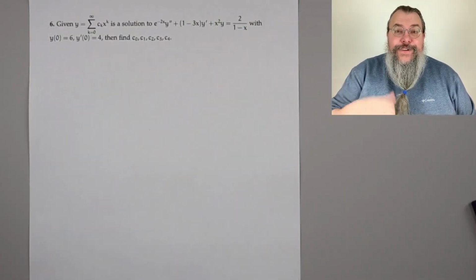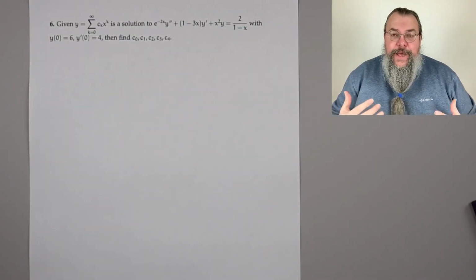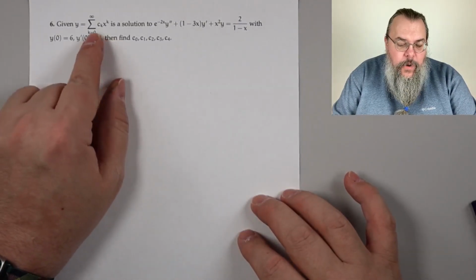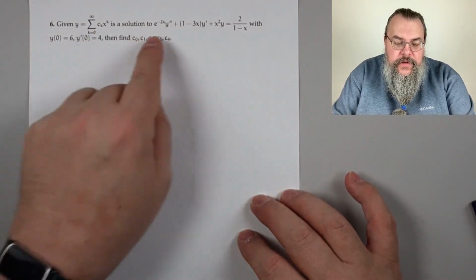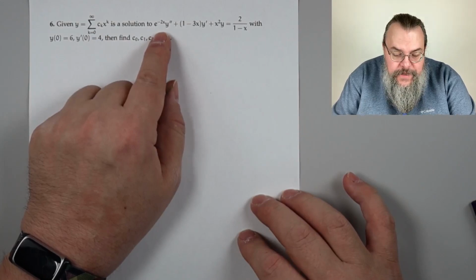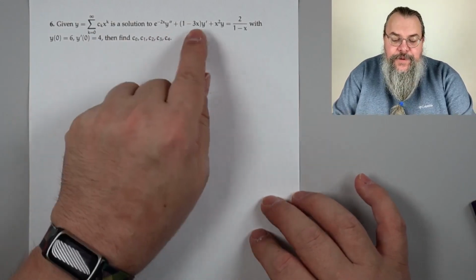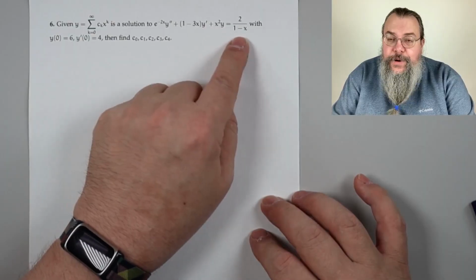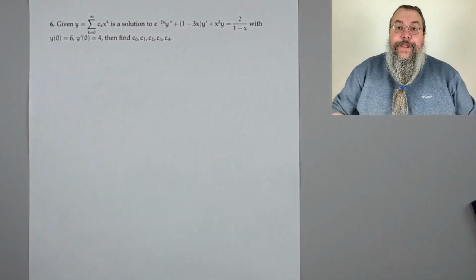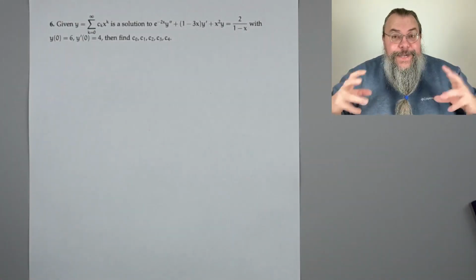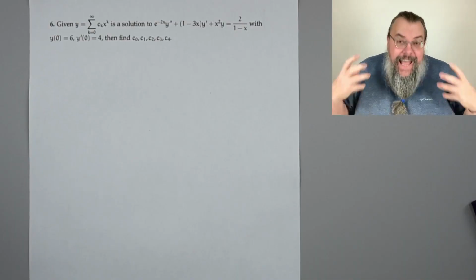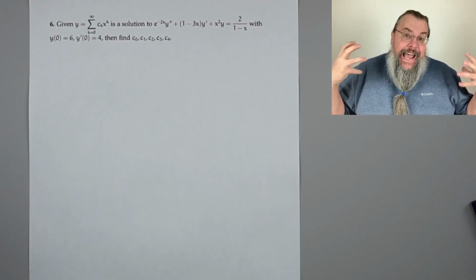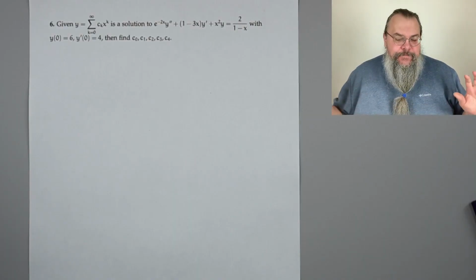That brings us to number 6. And it's another series question. So we're given that y is a series, a solution to e to the minus 2x y double prime plus (1 minus 3x) y prime plus x squared y equals 2 over 1 minus x. This looks really complicated. Definitely compared to what we've talked about.